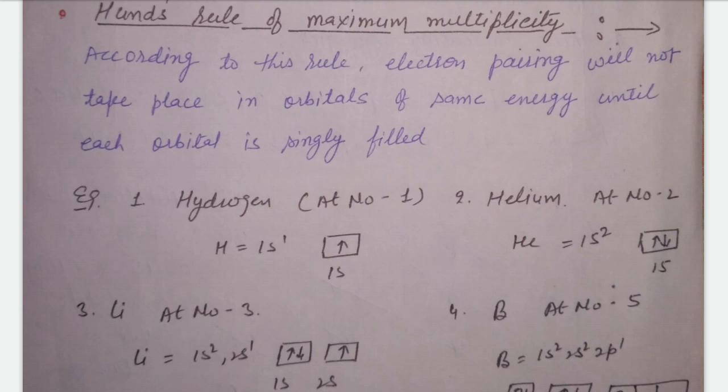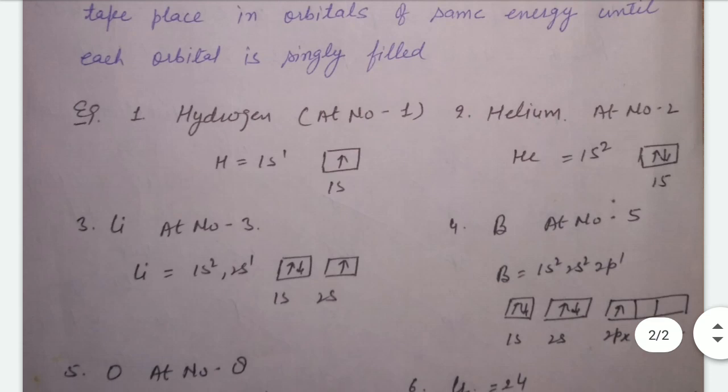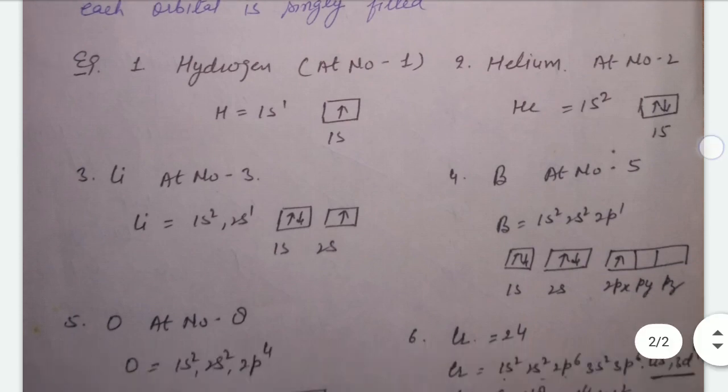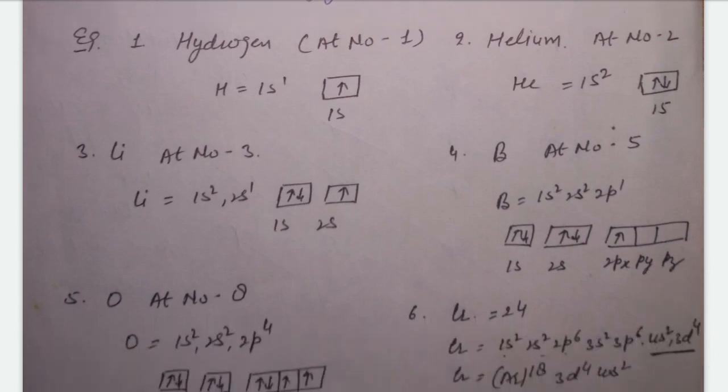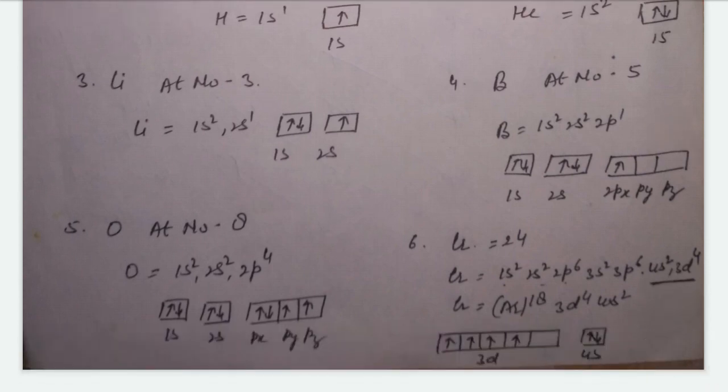For example, hydrogen has 1s with only one electron. On the other hand, helium has two electrons, since each orbital has a maximum of 2 electrons. Lithium, boron, oxygen are common examples. Boron, atomic number 5, has 1s2, 2s2 and 2p1. First 1s2 is completely filled, 2s also has 2 electrons and is completely filled, but p has 3 suborbitals, px, py and pz. There is only one electron, which first enters px.